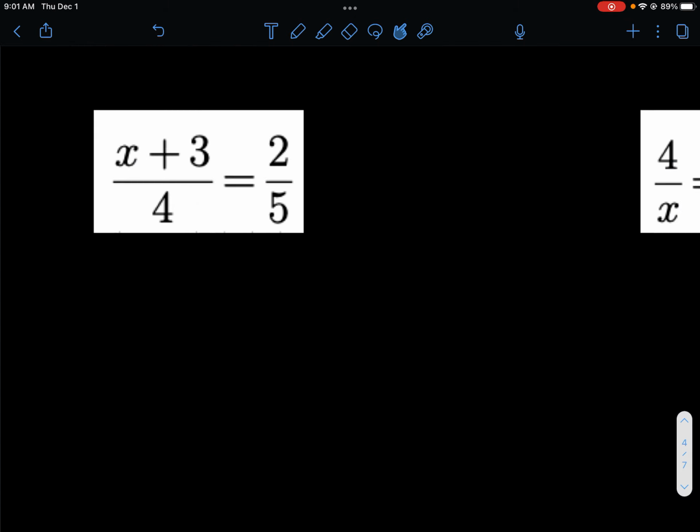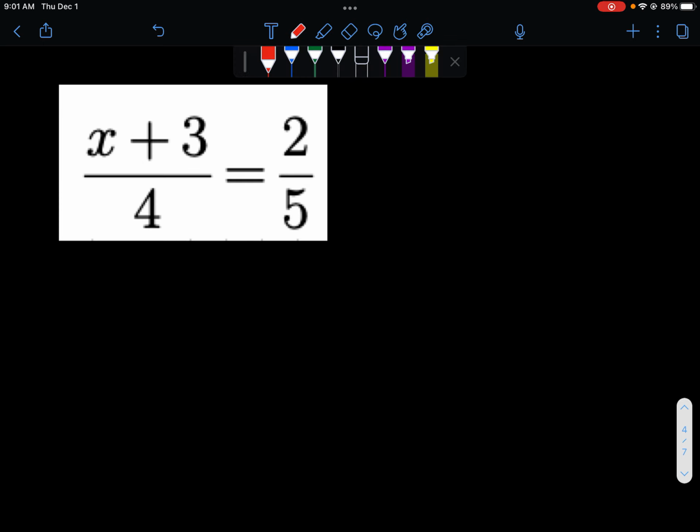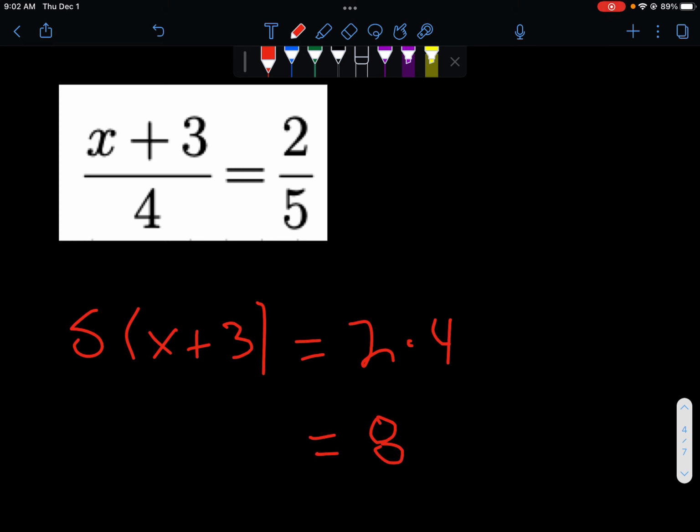Let's start with (x+3)/4 = 2/5. Okay, we find our cross products. We take 5 times (x+3) and 2 times 4, and we set them equal to each other. Okay, there we have cross multiplied. Now we've got to solve. So let's simplify a little bit. 2 times 4 is 8.